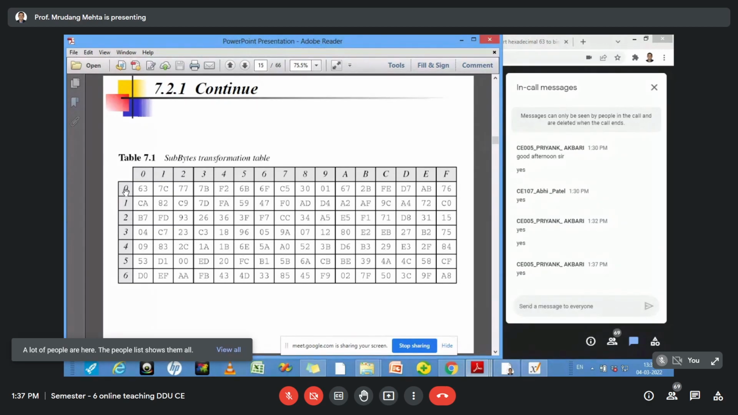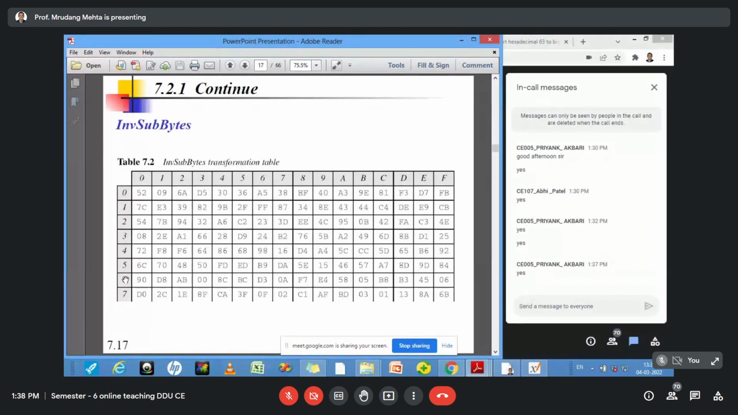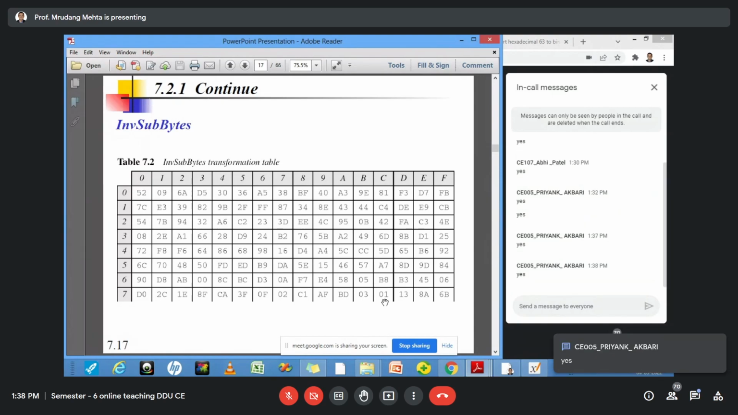And if you see the hex value 00, then the output of the transformation is, in hex, 63. If you take 01, then the output is 7C. So the 01 sub byte transformation is 7C, then we have to check its corresponding inverse sub byte transformation. So in the inverse sub byte transformation, if we say 7 and C, then it is 01. Can you see this? Is it understood? 01.